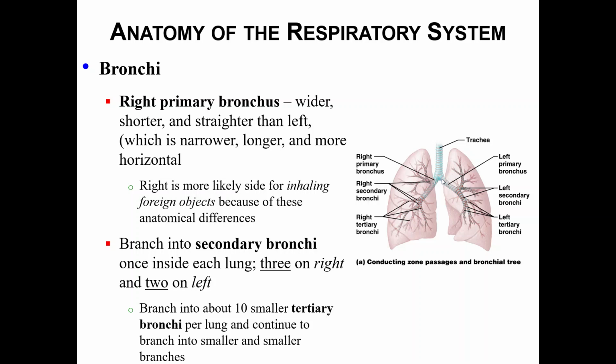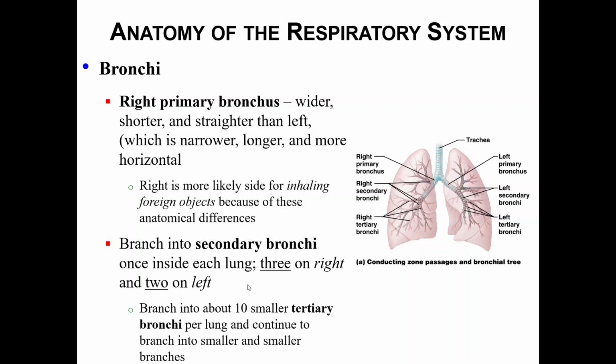Now, once we get past the primary bronchus, we immediately start branching into the secondary bronchi. Within the lungs themselves, you have 3 on the right side. We only have 2 on the left side. Coincidentally, you have 3 lobes to your right lung, and you only have 2 lobes to your left lung. Okay, so there might be some good functions and purposes going on there.